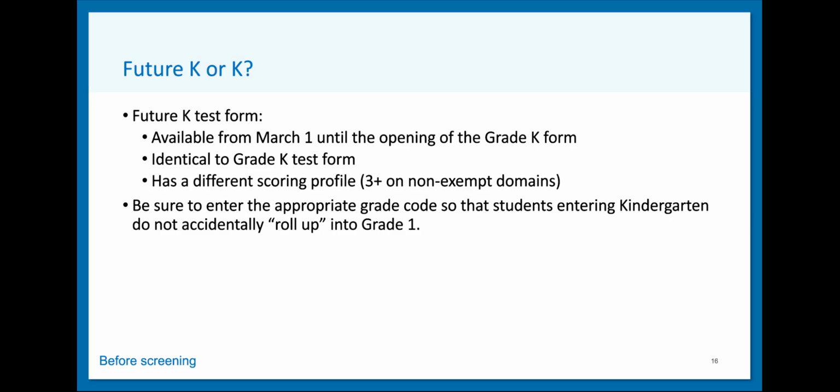Student screening in grade K may see two different test forms on the test selection screen, grade K and Future K. These forms are the same test, meaning they have the same items in the same order. However, the two forms apply different scoring rules, which I will outline later in this presentation.